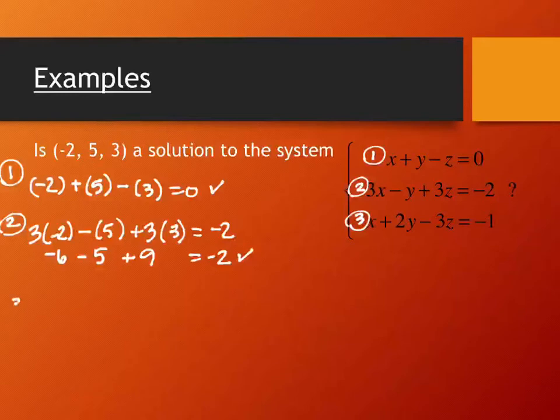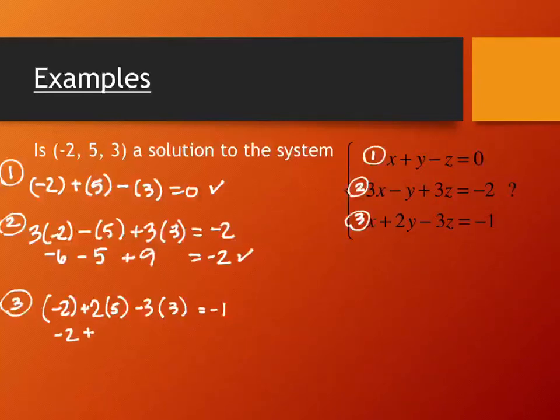Equation number 3, I have x, so negative 2, plus 2 times y, which is 5, minus 3 times z, which I'm saying is 3. We want to know if that equals negative 1. So negative 2, 5 times 2 is 10, and then negative 3 times 3 is negative 9. Negative 2 plus 10 is 8. 8 minus 9, negative 1. So is this a solution? Yes, it worked in all three. So yeah, it's a solution.